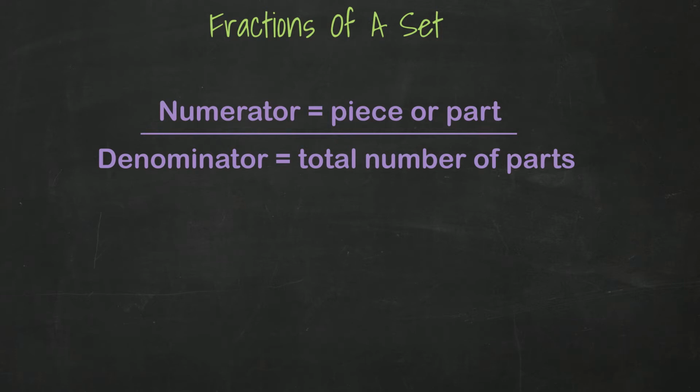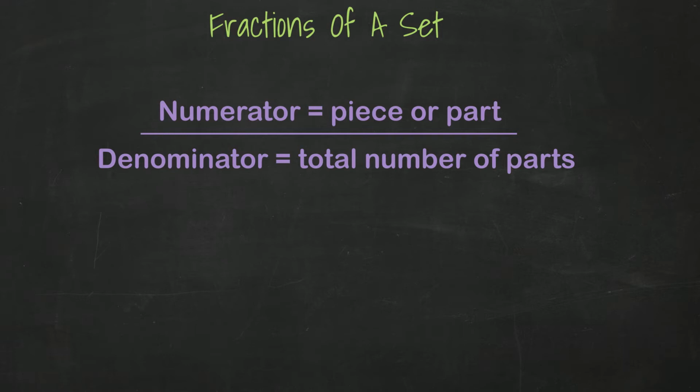Before we get started, let's do a quick refresher on what fractions are. Fractions represent pieces or parts of a whole. They are made up of numerators and denominators. The numerator is the number up top. Remember, N for north is up. Denominator is the number on the bottom. Remember, D for down. Your numerator represents a part or piece, and denominator represents the total number of parts in a whole. Let's look at a visual.